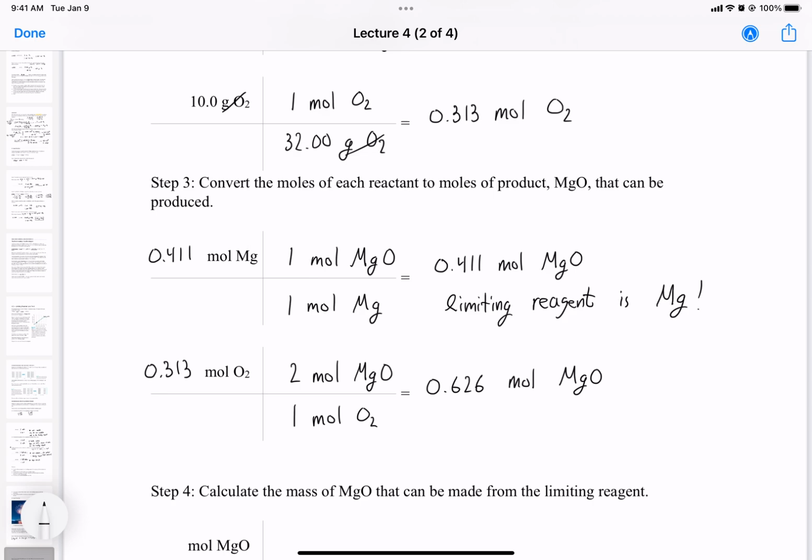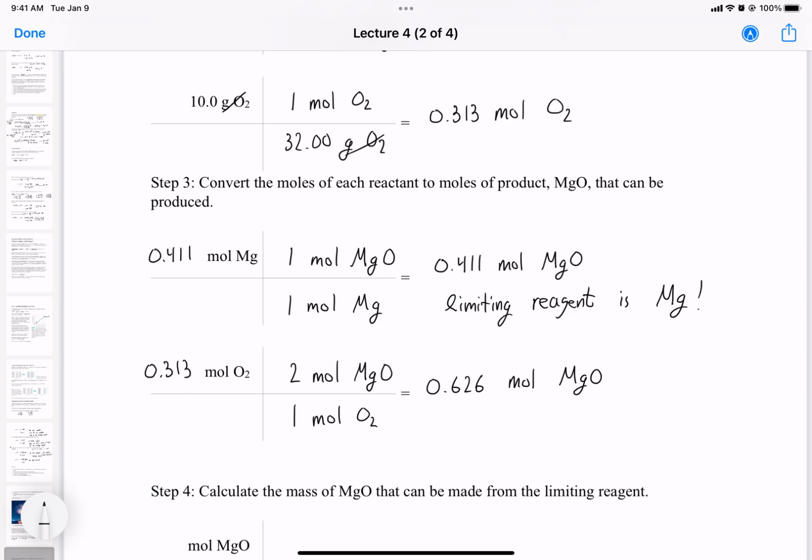And that's because once we produce that much product, magnesium will no longer be there. It'll be converted all to magnesium oxide, so the reaction will just stop. That's why, once you light up all the magnesium and oxygen, the light from the reaction will just disappear. So it'll be a short-lived reaction. Okay, so that's how we determine the limiting reagent.